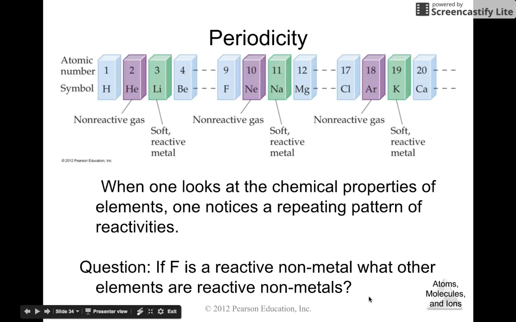The reason this happens is something called periodicity, periodic table. So when there is periodicity, they're going to repeat properties in a predictable pattern, okay? So if F is a reactive nonmetal, it's going to repeat that chlorine should also be a reactive nonmetal.